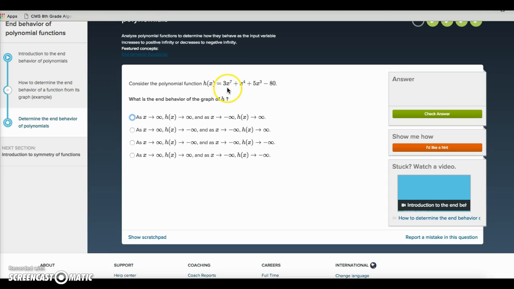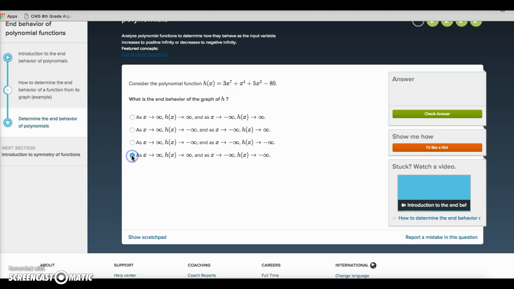Now, we have an odd degree polynomial. So our behavior should be down and then up. And this is positive. Our leading coefficient is positive. So our behavior remains the same. It should be down and then up. So moving from left to right, down and up means that as x goes off to negative infinity, h of x should be going off to negative infinity. That's down behavior. And then as x goes off to positive infinity, we want h of x to go off to positive infinity.